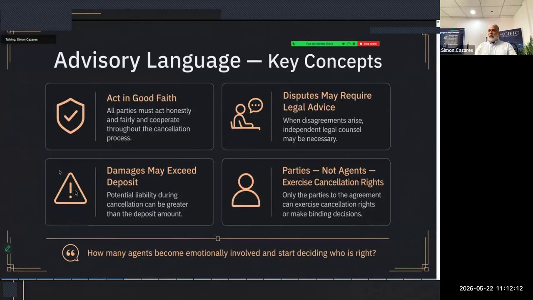They may be wrong, but if they're telling you, I want to cancel, then your job is to do the contract and cancel. That's the instructions. Because if you don't, then they're going to say, well, you don't have my best interests. Okay. And that can happen too. And that's another can of worms. How many agents become emotionally involved and start deciding who is right, right? Don't put yourself in that situation, right?